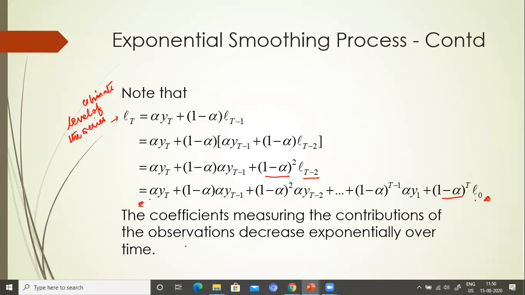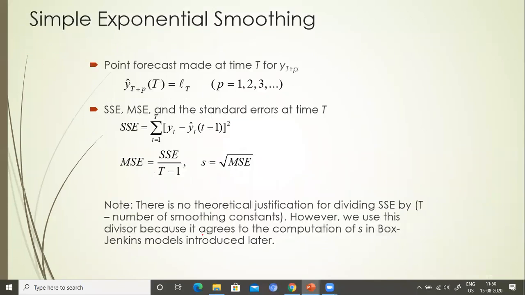The best way to understand this is, of course, with an example. Let's have a quick look at that. But before we get there, I'll tell you a little bit about how to assess the model. This is not new to you. You have the actual data, and then you have the forecasted data. So the sum of squares of errors is something we calculate. We have SSE divided by t minus 1.